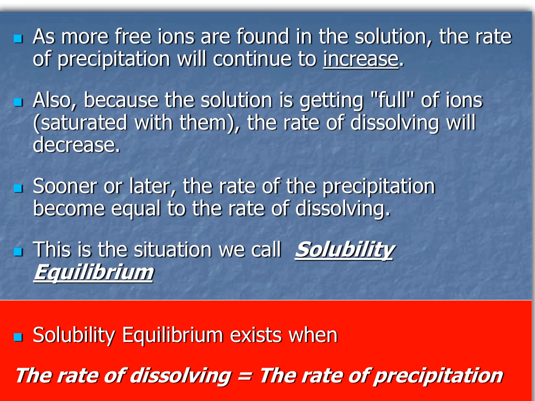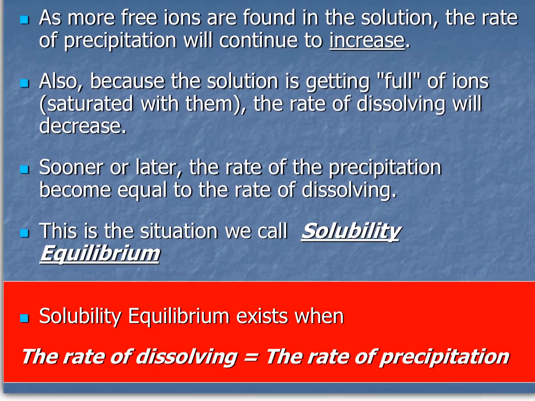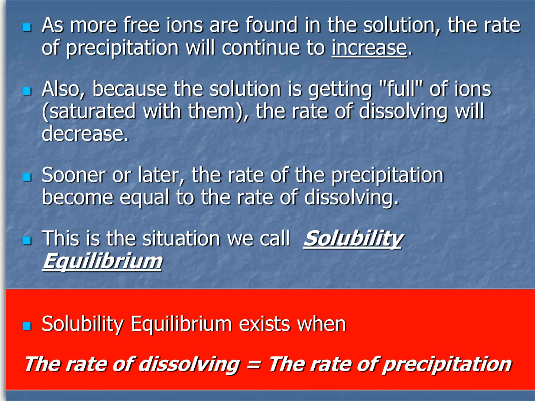So as more free ions are found in the solution, the rate of precipitation will continue to increase. Also, because the solution is getting full of ions, it's getting saturated, the rate of dissolving will decrease. Sooner or later, the two rates will be equal, and therefore we have solubility equilibrium. Solubility equilibrium exists when the rate of dissolving equals the rate of precipitation.